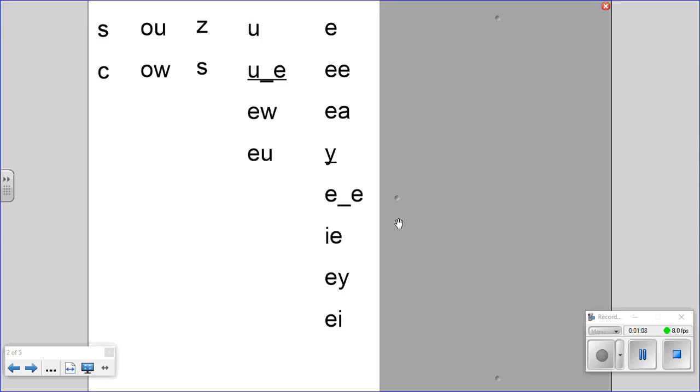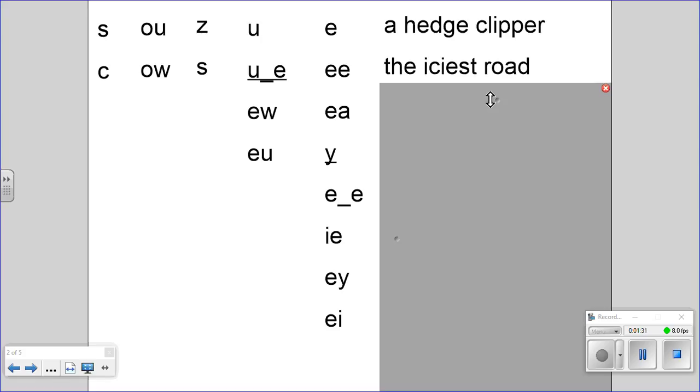Next, I'm going to give you a phrase. You can either erase your whiteboard or just continue on. A hedge clipper. The iciest road. Orange City, Iowa.